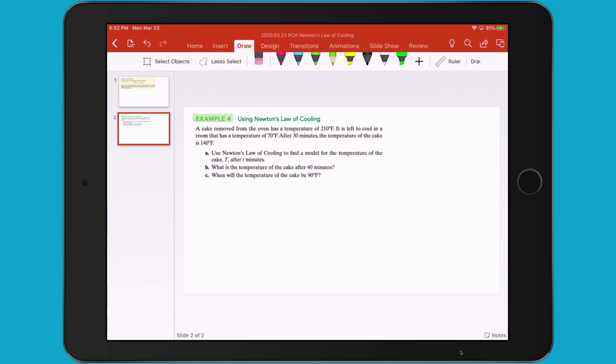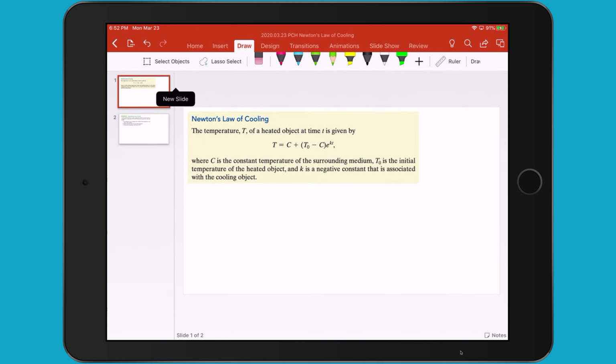This is the first of several promised videos on the topic of Newton's law of cooling. In this case, some more exponential growth and decay stuff. So Newton's law of cooling is this fancy looking equation here. Believe it or not, it is still a form of y equals ce to the kt. There's a couple of small differences.